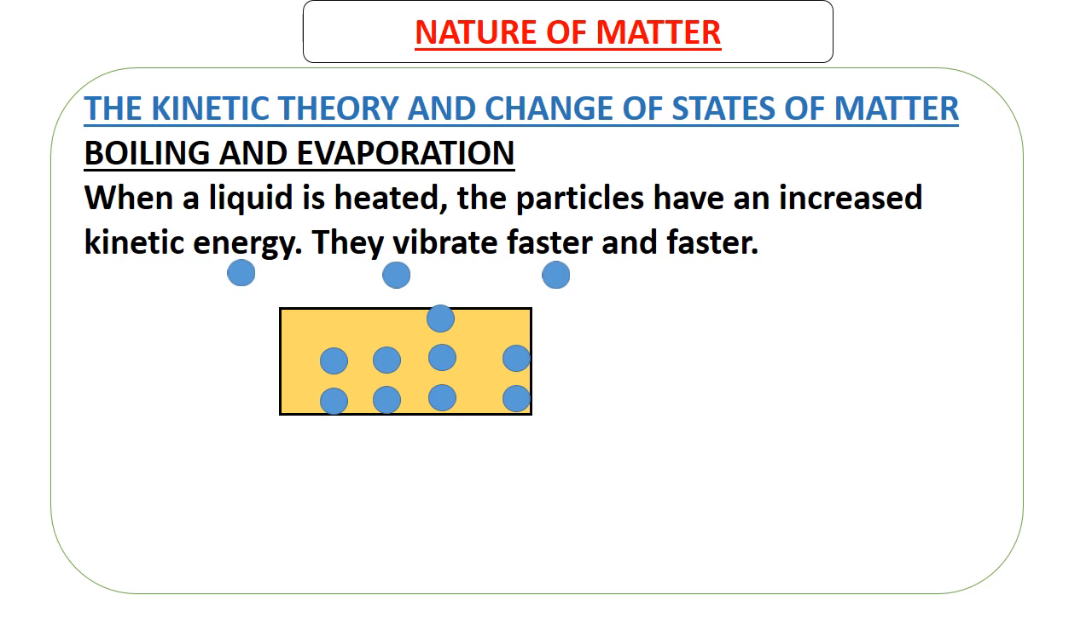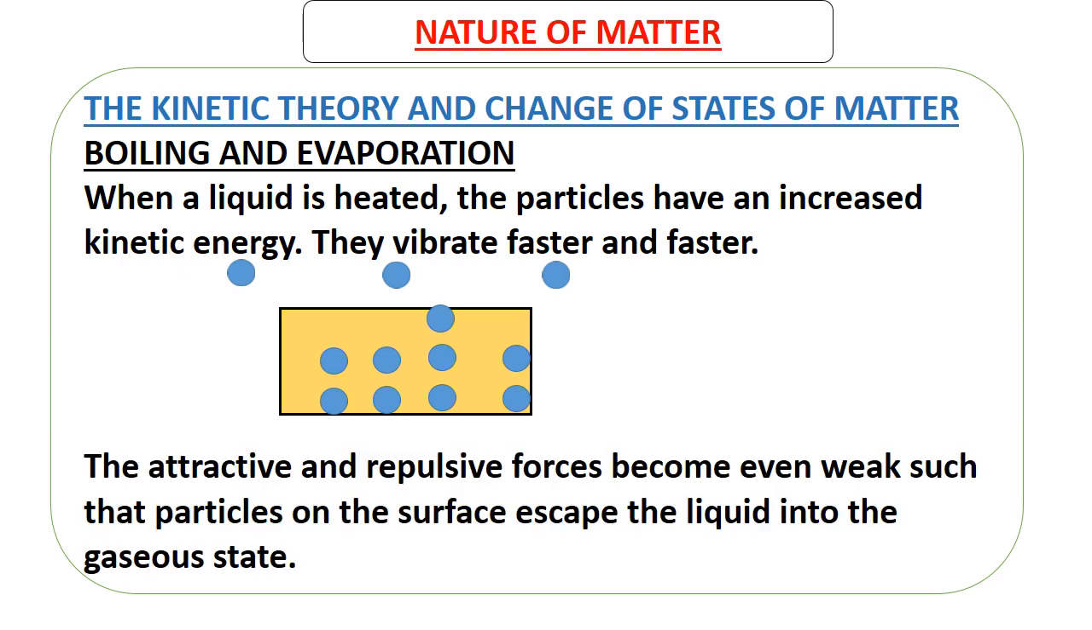Why or how do they escape? Because of the increased temperature, the increased kinetic energy, the increased movement, these particles will jump out of the liquid. And since when they're out of the liquid, there are no other particles to pull them back, they will become part of the gaseous state. That's how evaporation occurs. In conclusion, we can say the attractive and repulsive forces become even weaker, such that particles on the surface escape the liquid into the gaseous state.